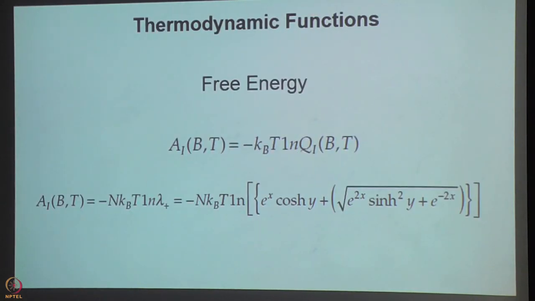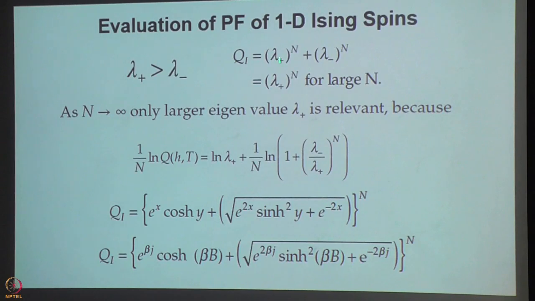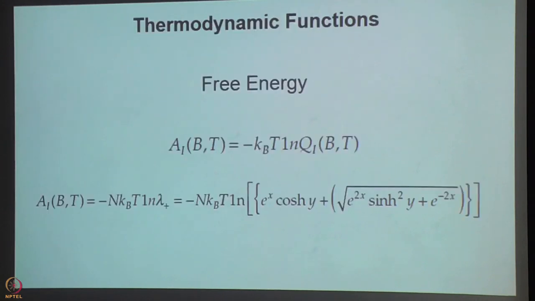Then we can calculate the free energy, minus kT ln Q Ising, using that. As I said, one of the eigenvalues survives, because the other one is smaller. So in the n going to infinity limit, the other is negligible with respect to that one. These are the asymptotic analysis. And then you get this free energy, and this is very interesting.